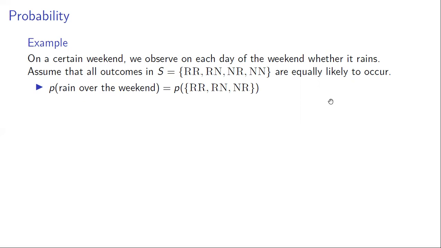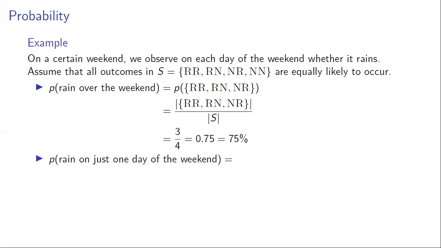Since we're assuming that each outcome in S is equally likely to occur, we can use our handy formula. This is the cardinality of the event that I'm interested in, divided by the cardinality of the sample space, which is 3 divided by 4, or 0.75, or 75%. These are equivalent answers: 3/4, 0.75, and 75% all represent the same thing.